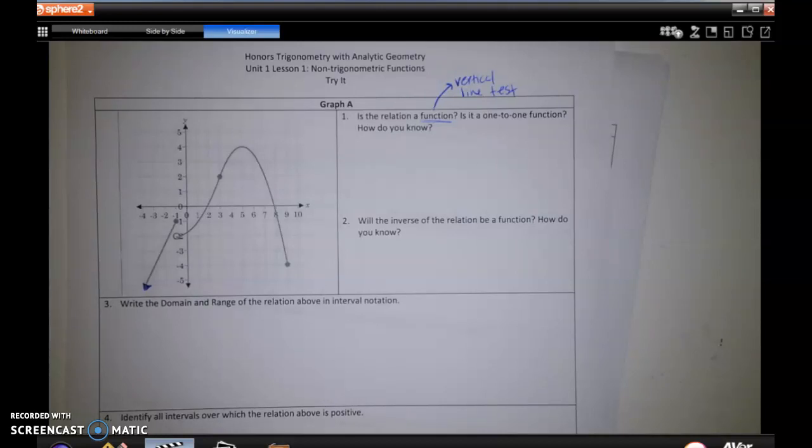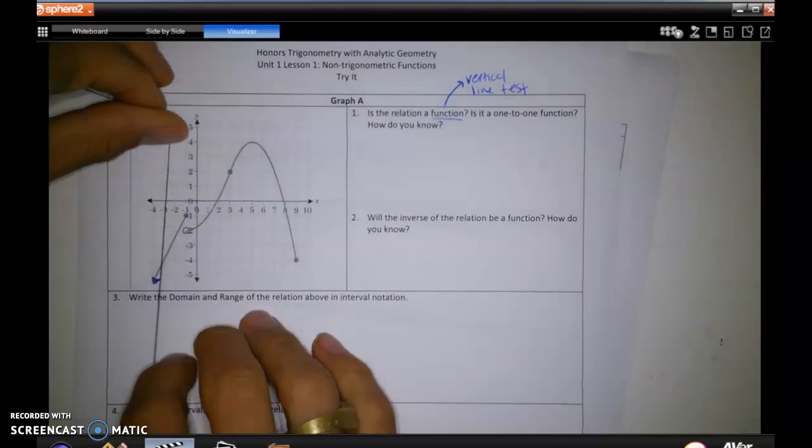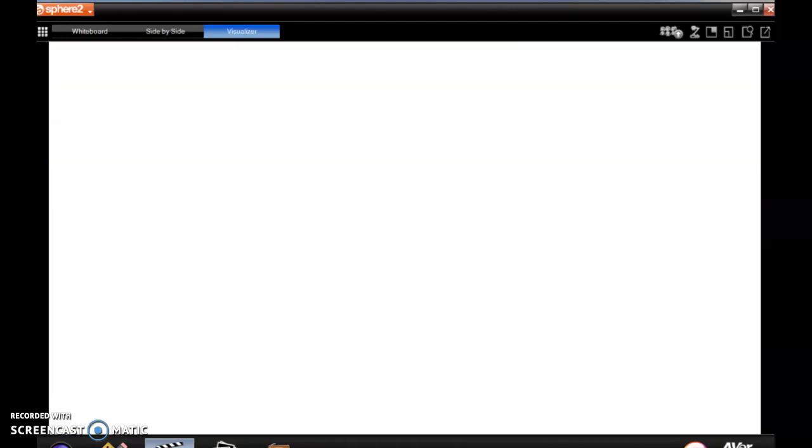In order to use the vertical line test, what you do, I think this is going to work for me, is you take a vertical line. I'm going to use this piece of thread because it's very thin. And you essentially are moving over the graph with a vertical line and seeing if there is an intersection with the graph more than one time.